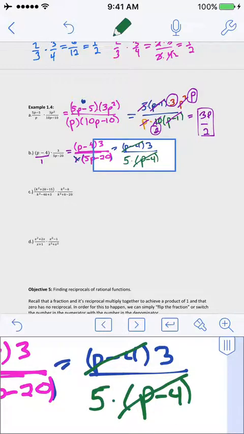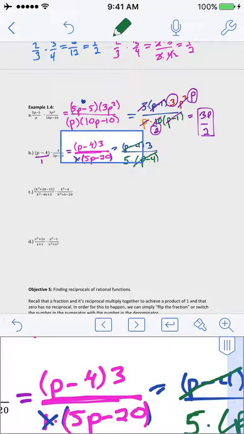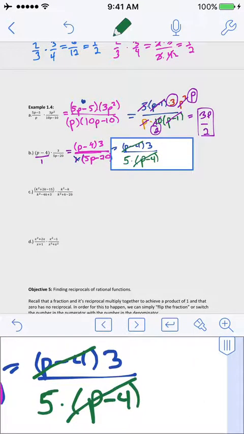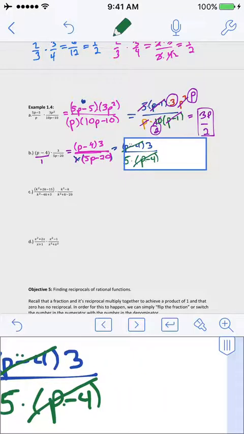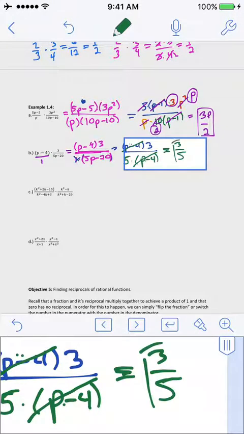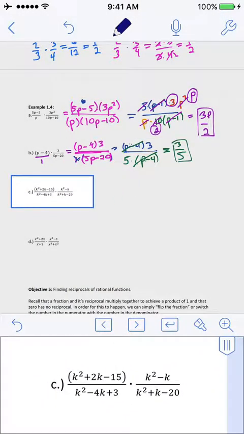Couldn't do that before. Couldn't just cancel p and 5p because they're both in binomials. They've got those parentheses around them. But now that they're both separate, now that they're identical, even though they've got parentheses still, I can cancel them. I'm left with 3/5 as my multiplication. Sweet. Easy peasy. Well, let's try another one.